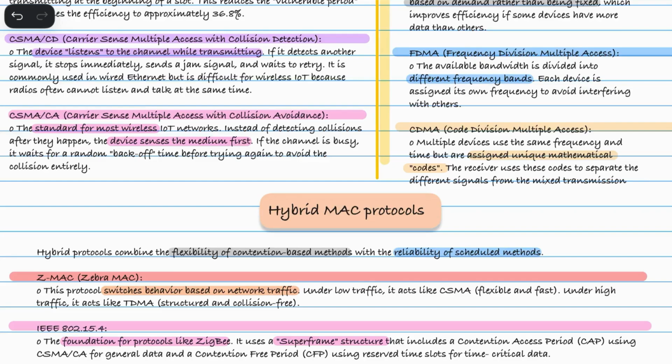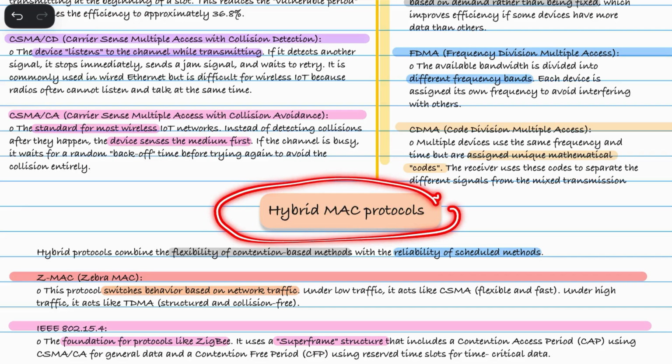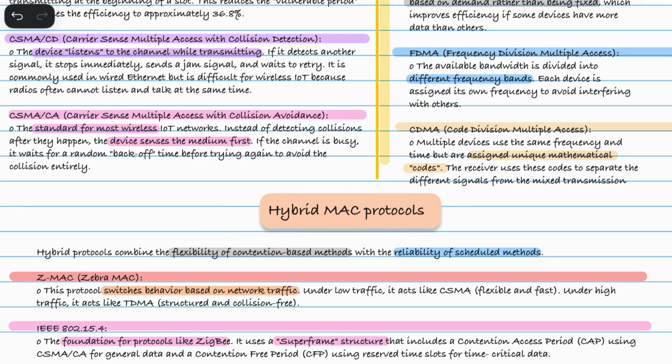And finally, engineers realized that contention protocols are great for low traffic, being fast and reliable, but terrible for high traffic. Conversely, schedule protocols are perfect for high traffic but waste slots when traffic is low. So they built the hybrid MAC protocol, which is responsible for combining both of the worlds. There are two types of hybrid MAC protocol. First is ZMAC, which is full formed as Zebra MAC.